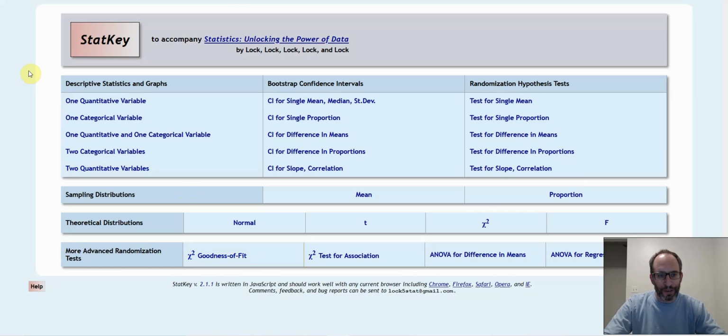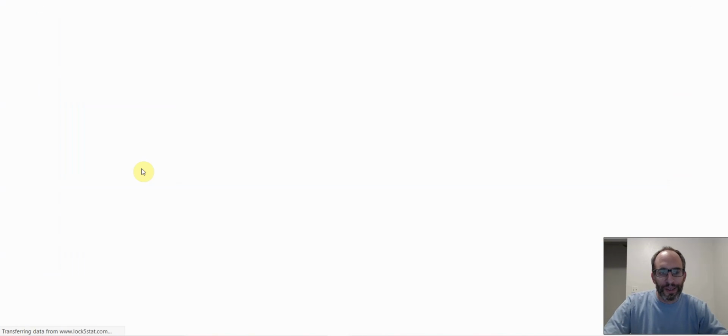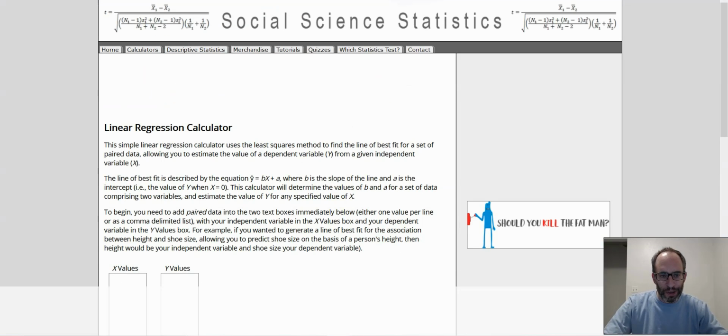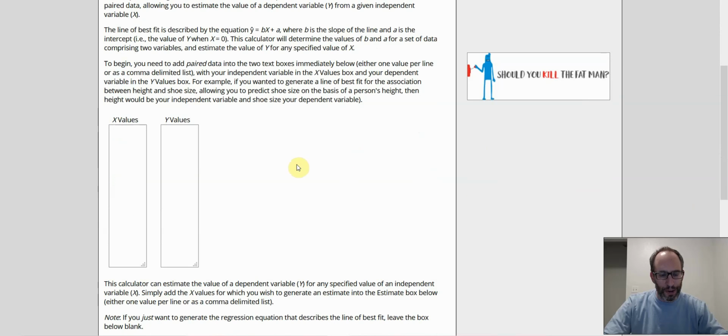There's StatKey, and if you want to try it out, I do have a video for it. Basically, you go to 2 quantitative variables, and this is taking a while to load. Then you can see there's a scatter plot here, and you just go to edit data, delete all the data in there, and put your data in there, more or less. But since I have a separate video for that one, I'm going to focus on the social science statistics one.